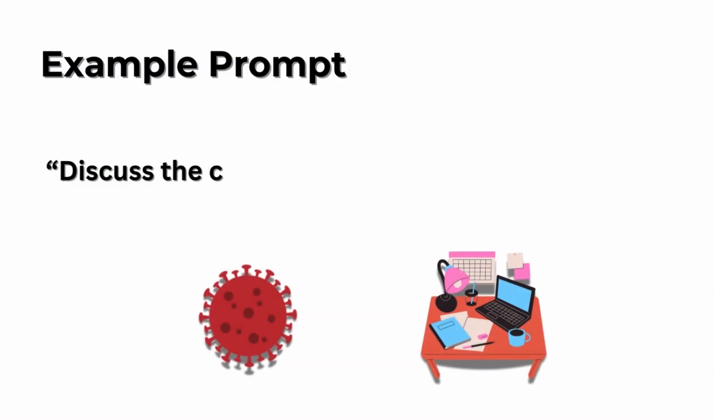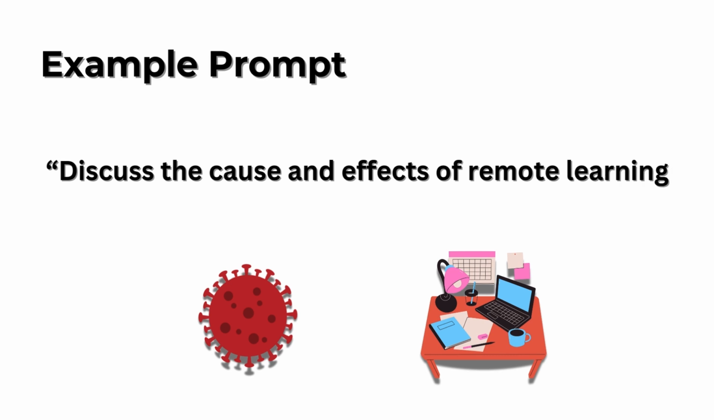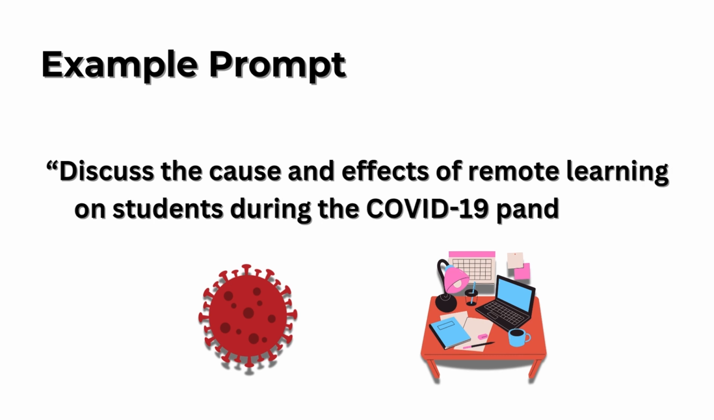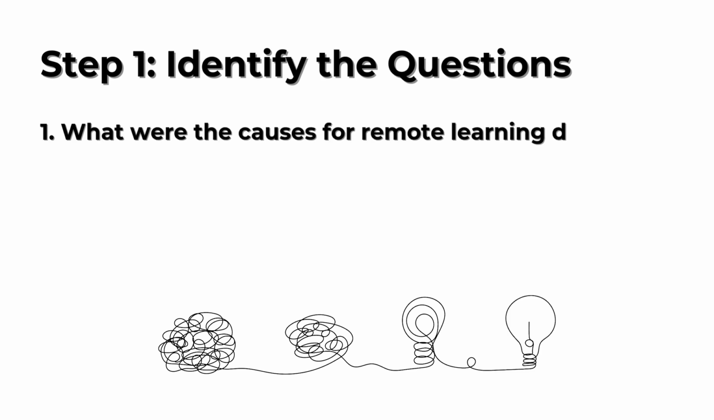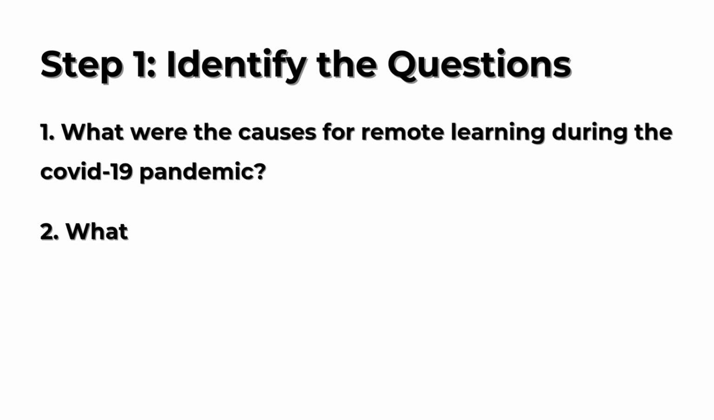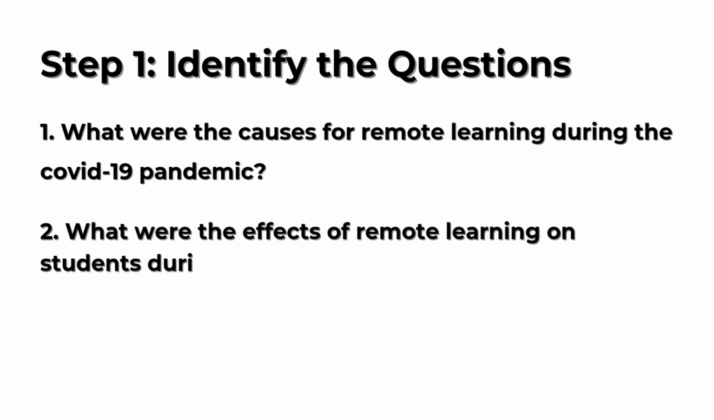Let's apply this through an example prompt. Let's say we were asked to discuss the causes and effects of remote learning on students during the COVID-19 pandemic. Our first step should be to identify the questions being asked in the prompt. The first question we can see is, what were the causes for remote learning during the COVID-19 pandemic? And the second question, what were the effects of remote learning on students during this time?